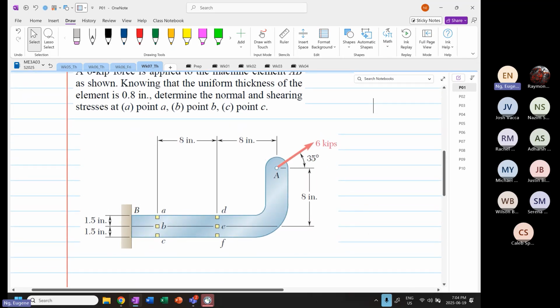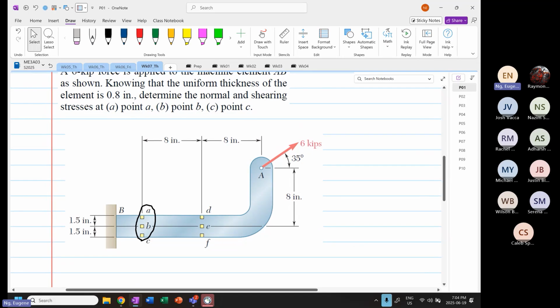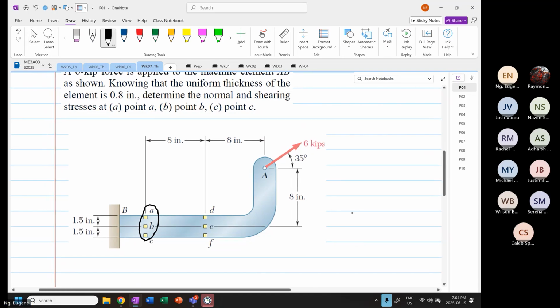We have to determine elements A, B, and C, as you can see over here. This is what we have to determine, the stress state. The first thing, as you can see, is that the transformation is not given. So now we are going to declare that this is our X, this is our Y, and then we have rotation about Z.